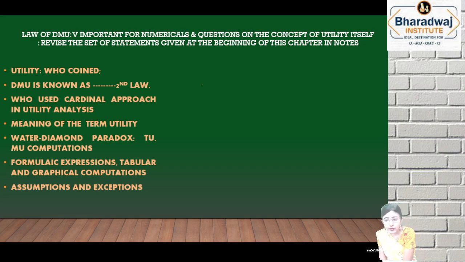What are we supposed to do? In the water diamond paradox, which is the example of TU, and which is the example of MU? Water is TU and diamond is MU. Right. That one.